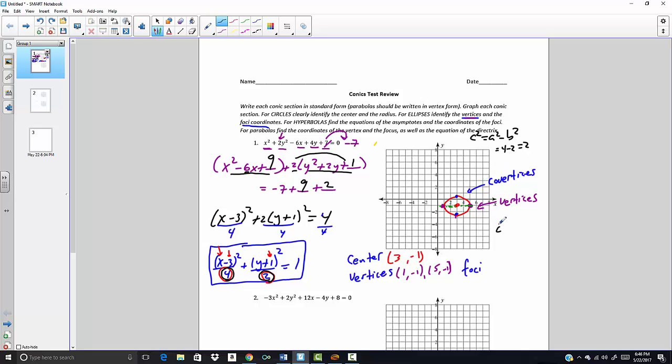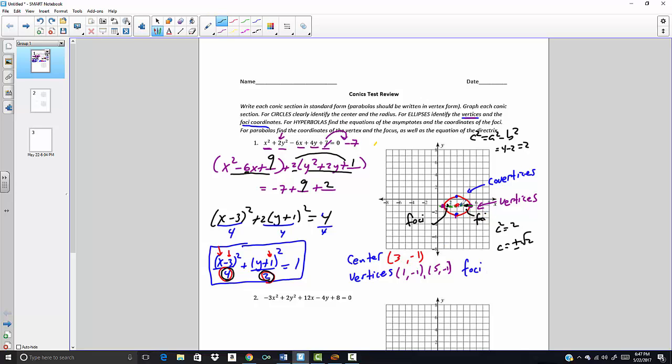So keep in mind, if c squared is equal to 2, that means c is equal to plus or minus root 2. And as I said before, the square root of 2 is about 1.4. So we're going to go about 1.4 to the left of the center and 1.4 to the right of the center. And these little dots right here that I'm trying to draw are your foci. Okay, right there and right there, right inside the vertices.